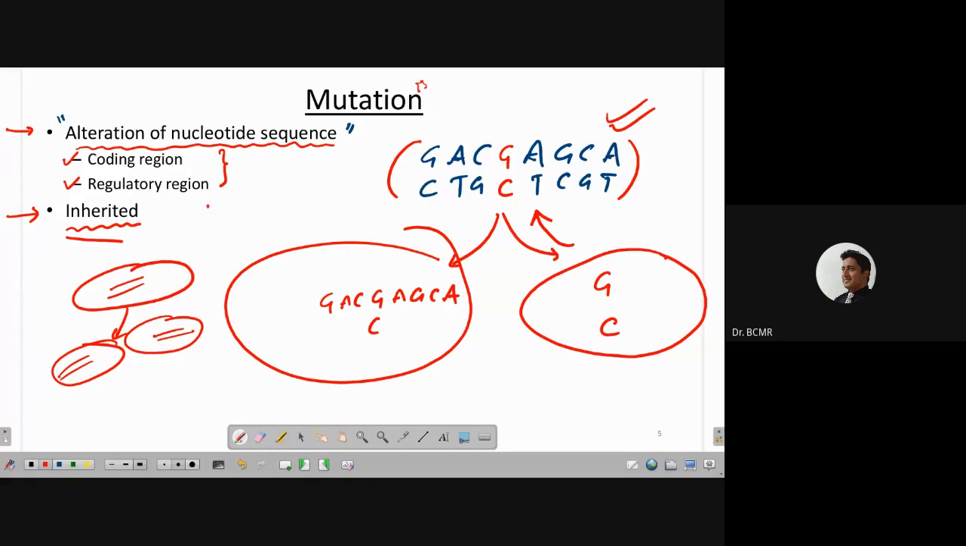Why do we put so much effort into saying inherited? Here we are not passing it from one organism to another organism, we are saying one cell to other cells. Inheritance is not about parent to offspring alone, it could be from one cell to another cell.